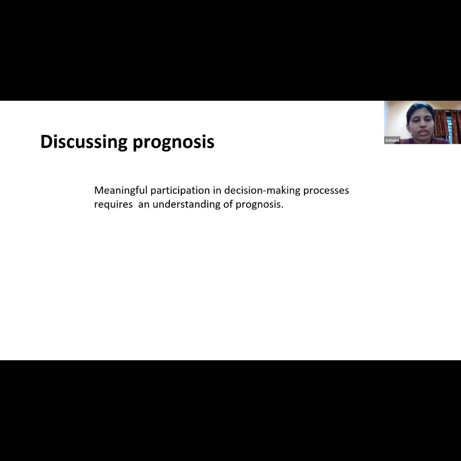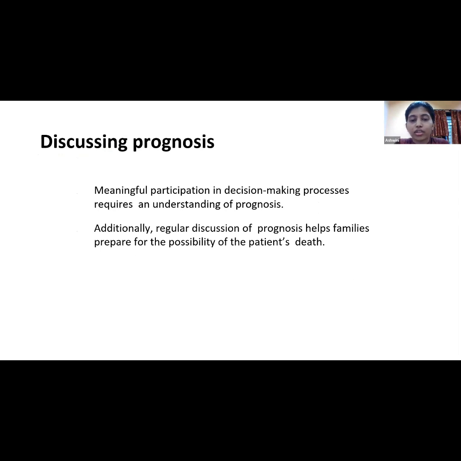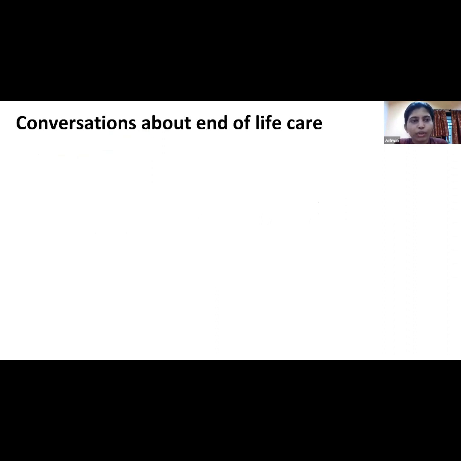In discussing prognosis, meaningful participation requires an understanding of prognosis. Additionally, regular discussions of prognosis help families prepare for the possibility of the patient's death. So, discussion of prognosis should be framed in a context of probabilities.